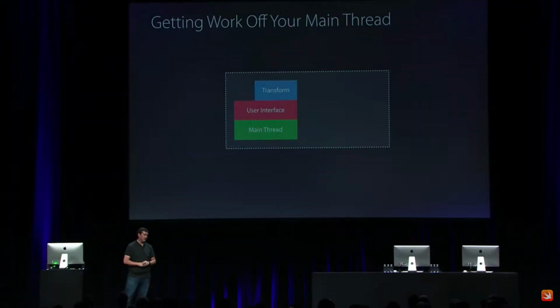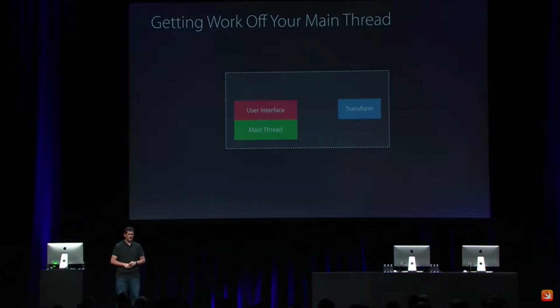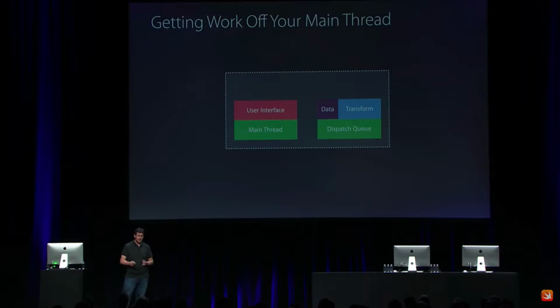How do we use that to help us solve the problem we had earlier? Well, what we want to do is get the work off your main thread that's causing you to block your user interface. And we do that by taking the transform that we had on that main thread and running it on a different queue. So you can take the transform and back it with a dispatch queue. And now when you want to transform data, you can move the value of that data to your transform code on the other queue, transform it, and then send it back to your main thread. This allows you to perform that work while the main thread is idle and servicing events.